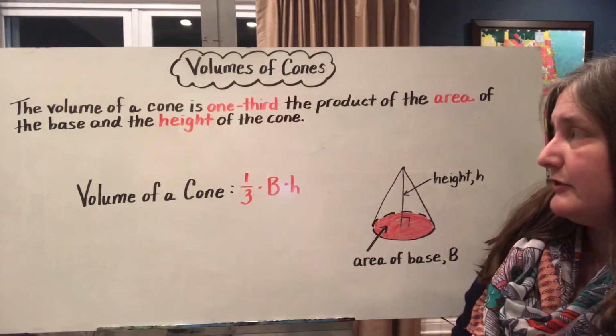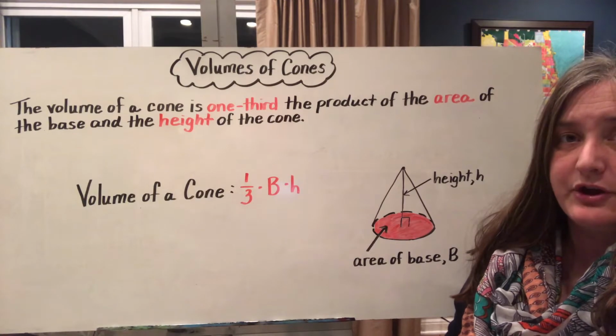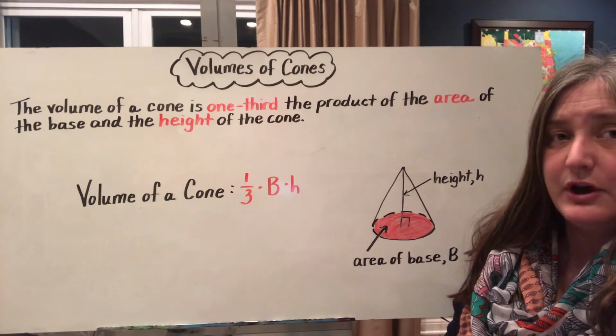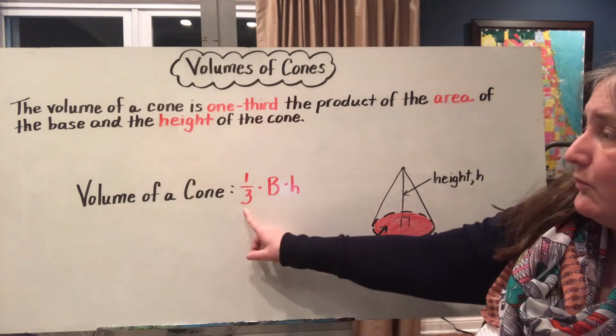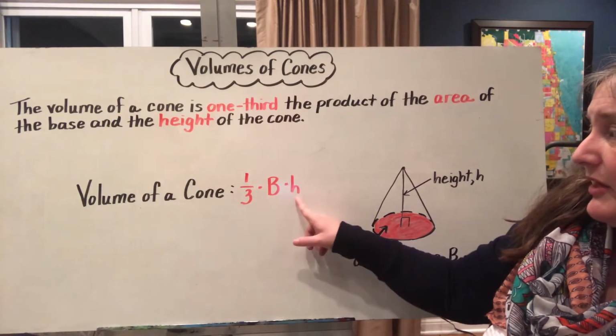To find the volume of a cone, it's 1/3 the product of the area of the base and the height of the cone. We're going to use the same formula to find the volume of a cone that we use to find the volume of a pyramid. It's going to be 1/3 of whatever the area of the base is times the height.